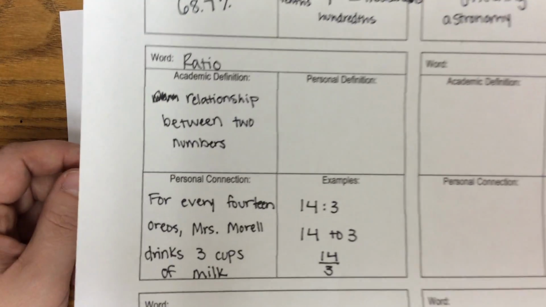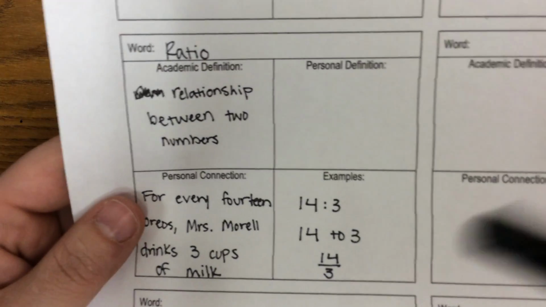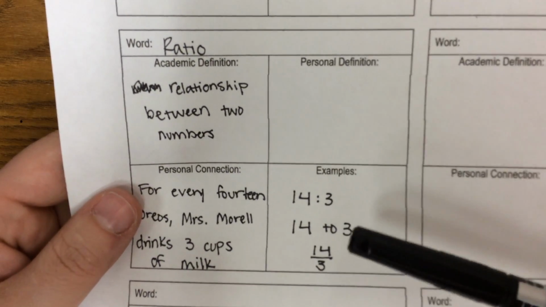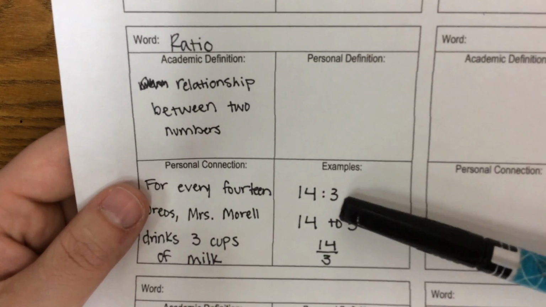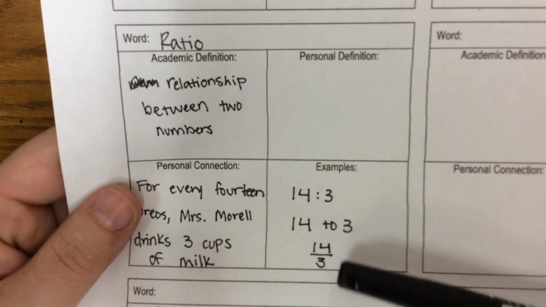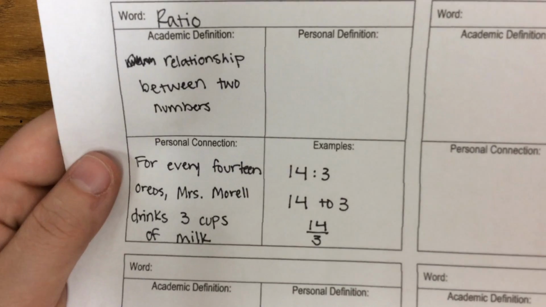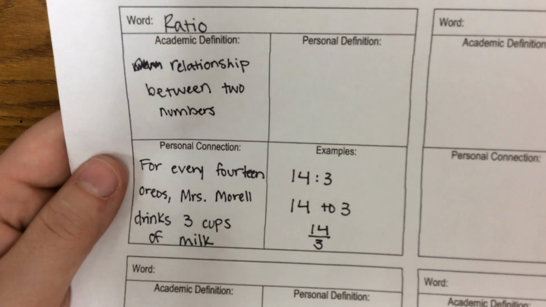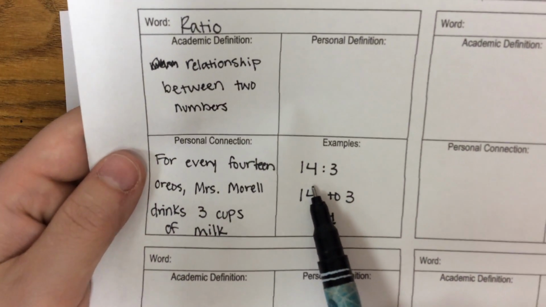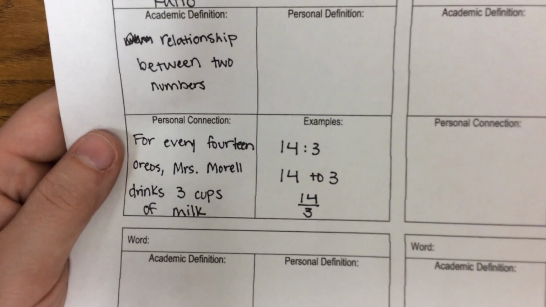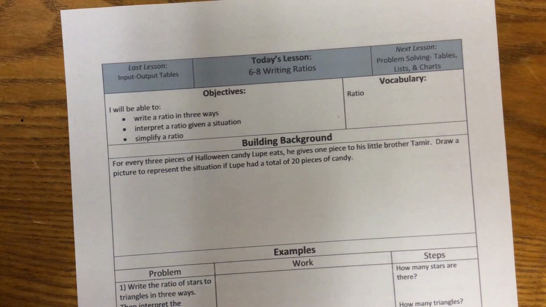All right, so ratio is a relationship between two numbers. And there's 3 ways we show it. We show it once with a colon, once with the word "to", and as a fraction. So we say 14 to 3, 14:3, and 14 over 3. There's just 3 ways it looks different. For this example, it would be like for every 14 Oreos, Mrs. Morrell drinks 3 cups of milk. So every time I eat 14 Oreos, I drink 3 cups of milk. Oreos are the best. And that's ratio.